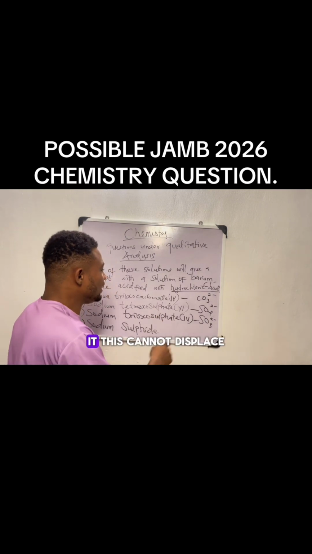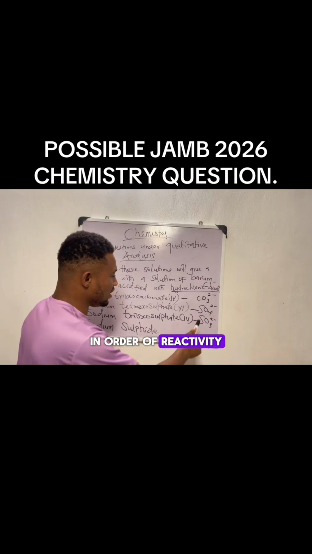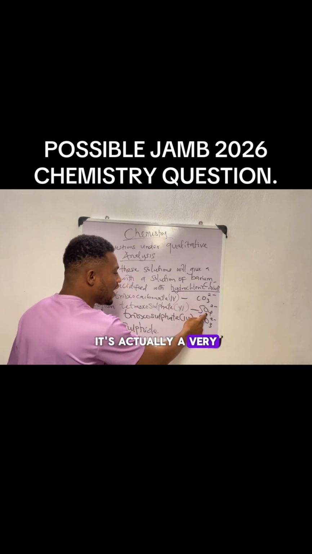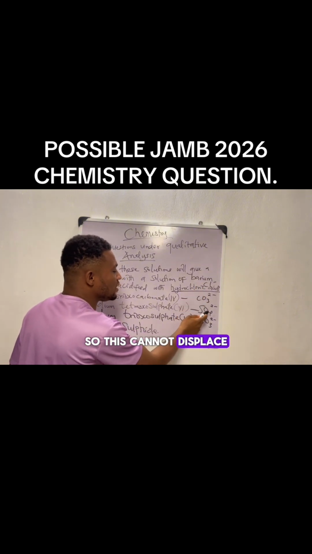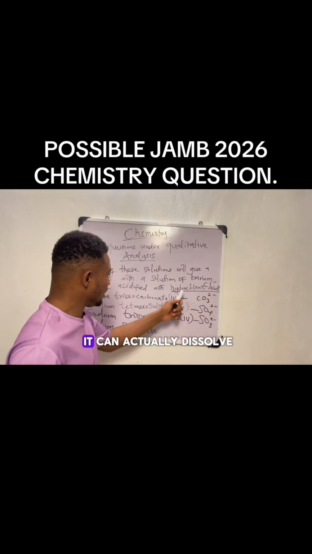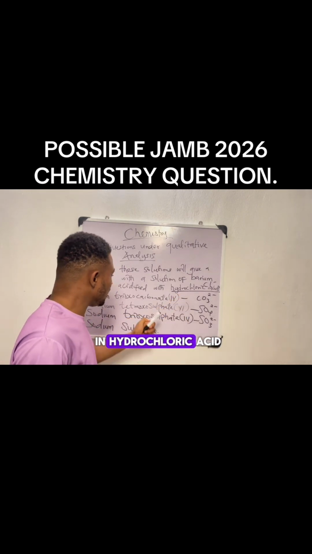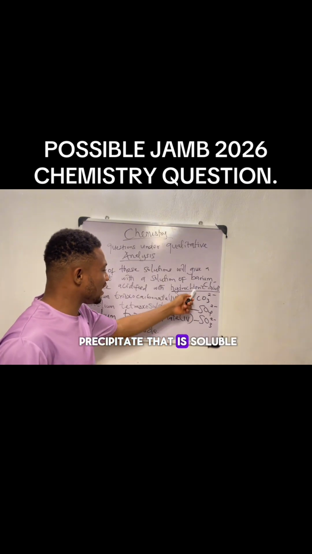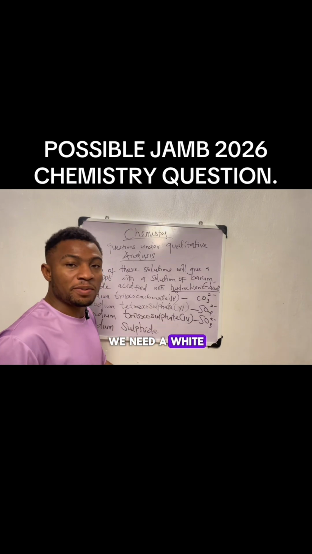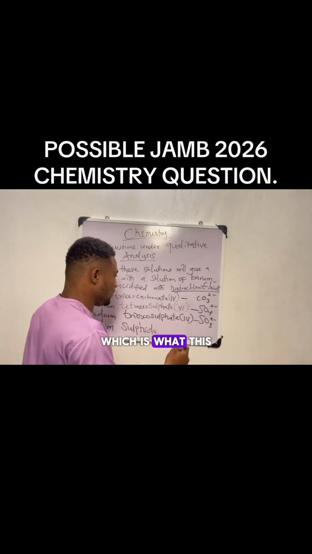Why is it insoluble? Because this cannot displace this from a solution of its salt. In order of reactivity, this is a stronger acid than this. It's actually a very strong acid compared to this. So this cannot displace this from the solution of its salt, while this one can actually dissolve in hydrochloric acid. And when it dissolves in hydrochloric acid, this is a white precipitate that is soluble in hydrochloric acid. But according to the question, we need a white precipitate that is not soluble in hydrochloric acid, which is this.